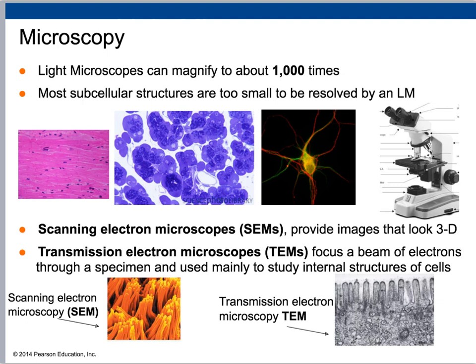On the right-hand side, we're looking at a transmission electron microscope that actually allows us to look inside the cell to see some of the subcellular particles or organelles that would be present inside the cell. Again, we can see those microvilli, but now we're looking at them from the inside.